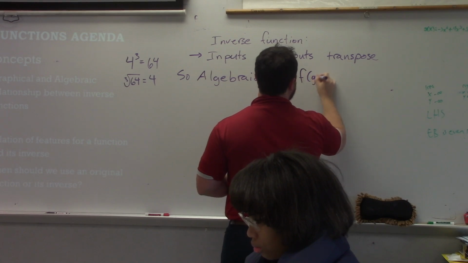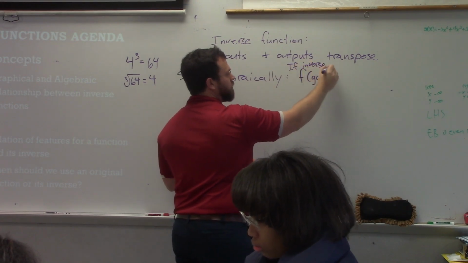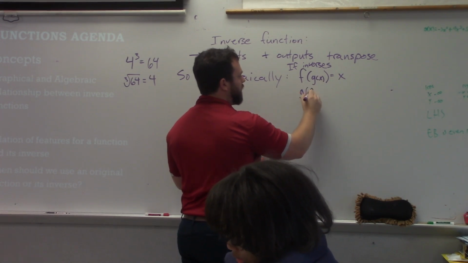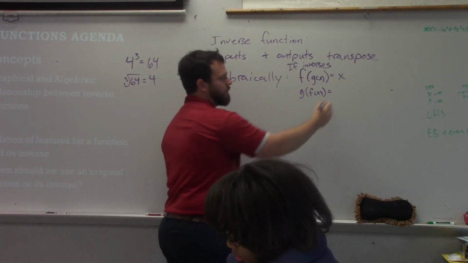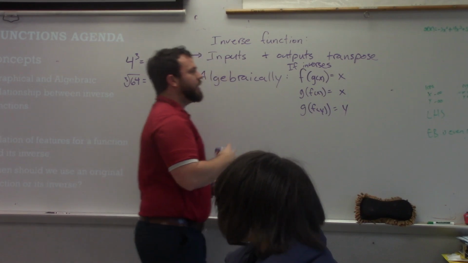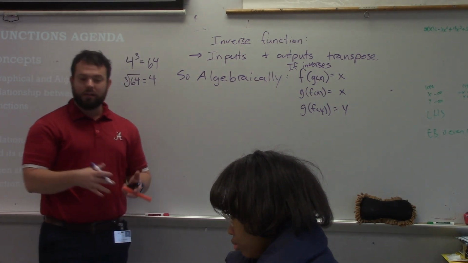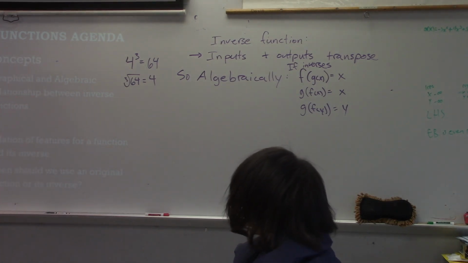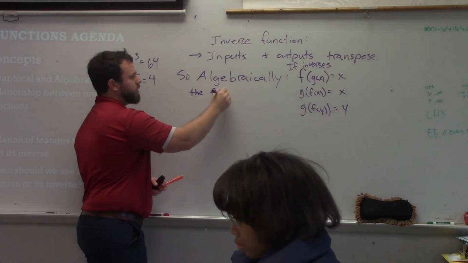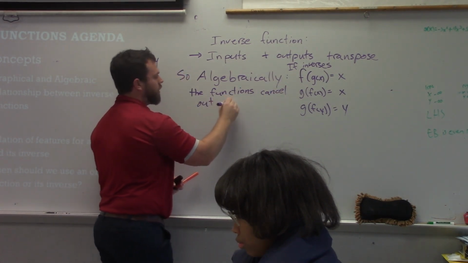So f of g of x, if they're inverses, what does f of g of x equal? x. Equals x. G of f of x would equal? x. Would equal x. If it was g of f of y, it would equal y, right? So it's the idea that if they're inverses, they completely cancel out. If they don't completely cancel out, they're not inverses. So remember, this is what we should have already on that Fourier model, but if you want to add it on there, that's a great idea. Okay. So algebraically, the functions cancel out when composing.